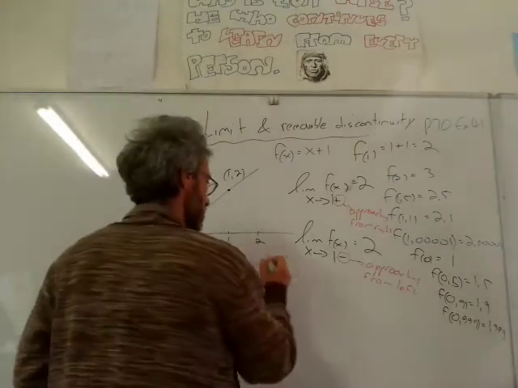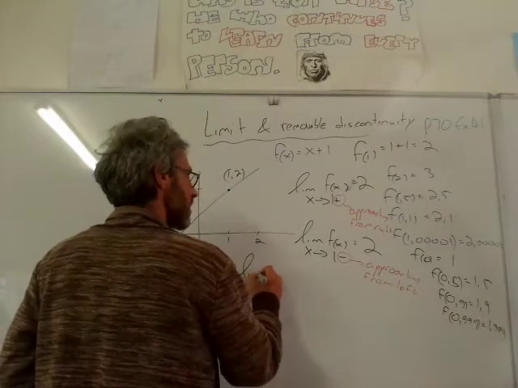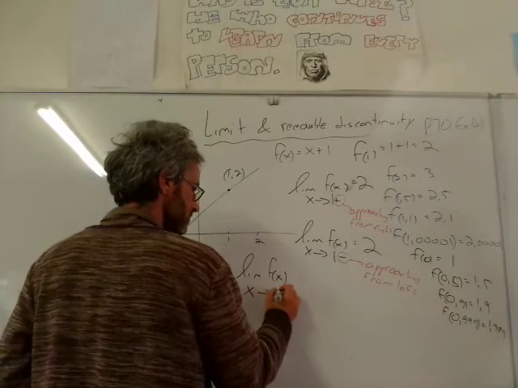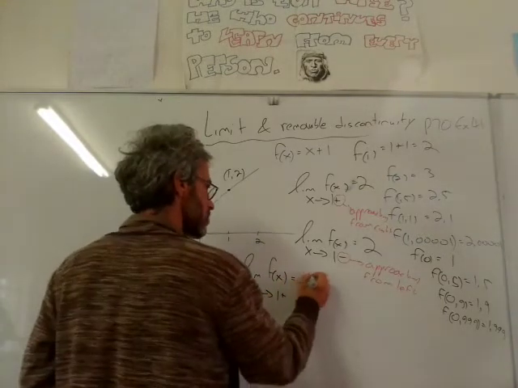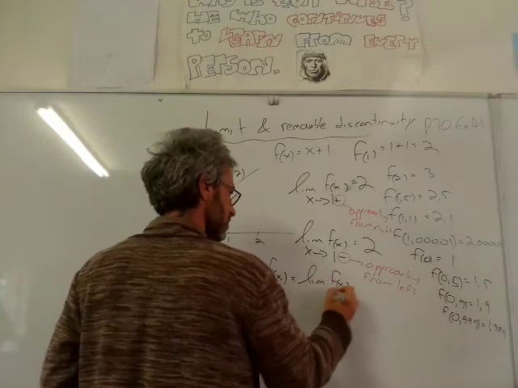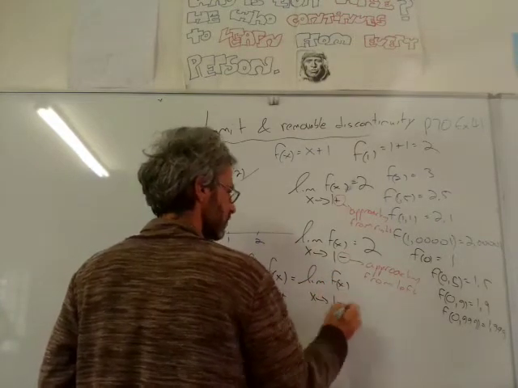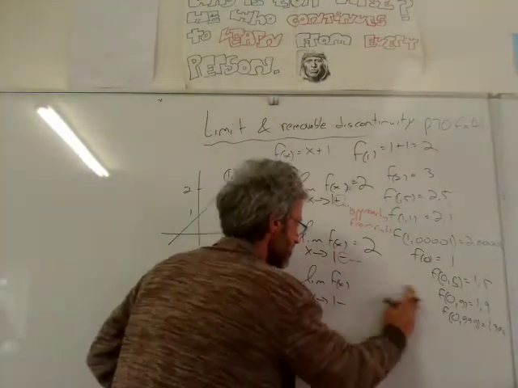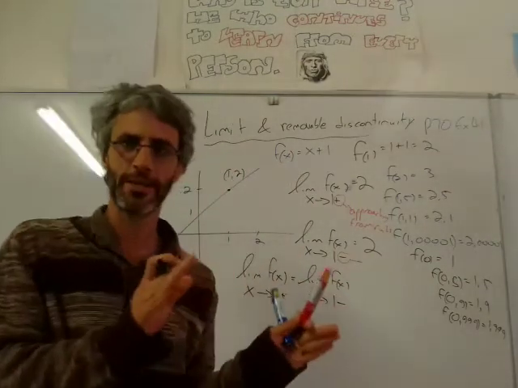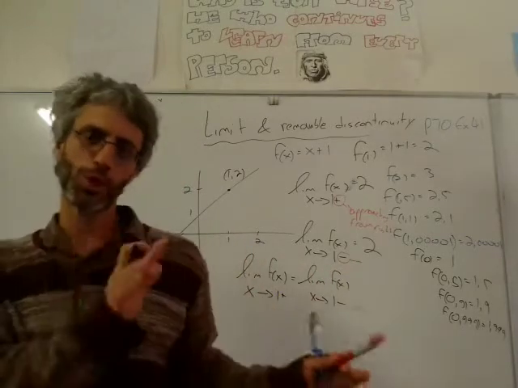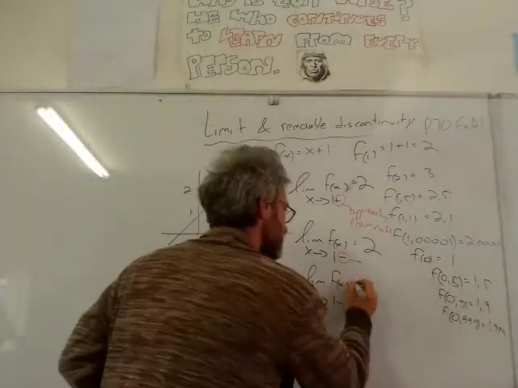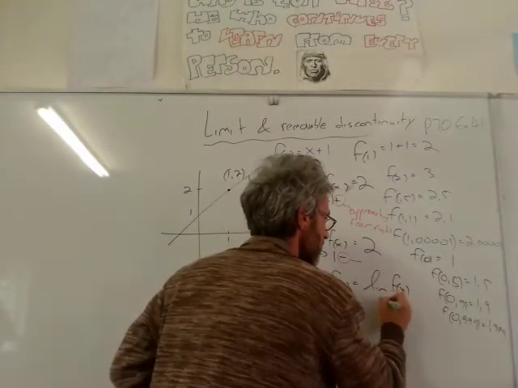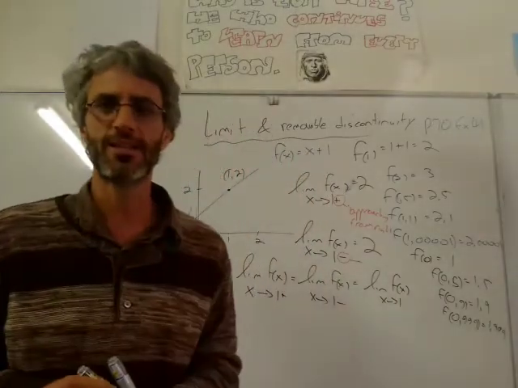So what we found here is that the limit of the function when we approach 1 from the right is equal to the limit of the function when we approach 1 from the left. When that is the case, when the limit of the function does not depend on which way I am coming from, then I can say, only then, that the function has a limit at x equal 1.